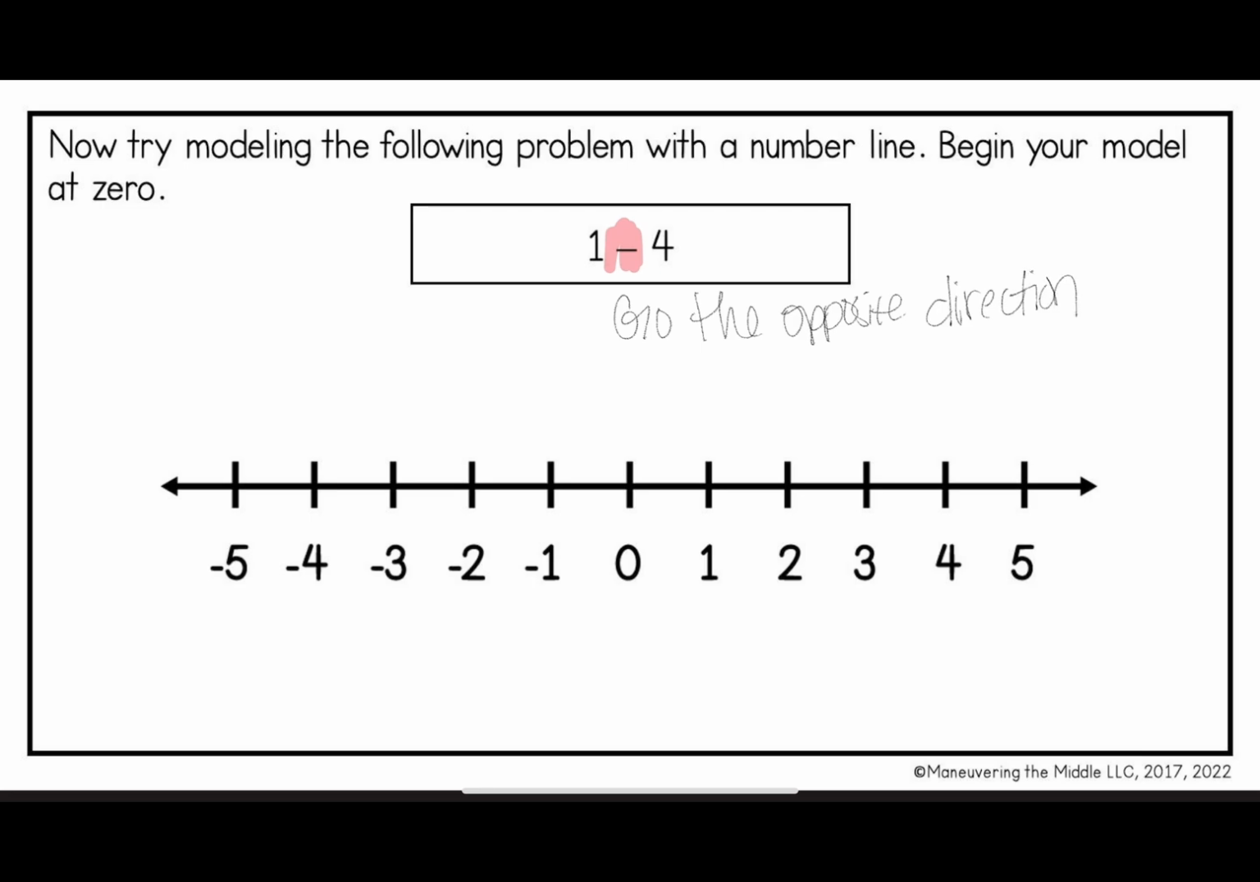So I'm starting with 1, so I am going to start at 0, and I'm going to go to positive 1, so go to the right, and then I need to go the opposite direction of this one. So it's positive 4, so instead of going right for positive, I'm going to go left. So from 1, I'm going to go to the left 4. 1, 2, 3, 4. So now I'm at negative 3. So 1 minus 4 equals negative 3.